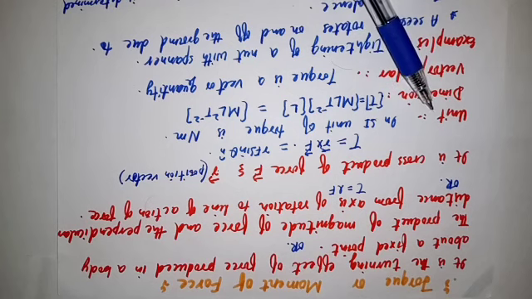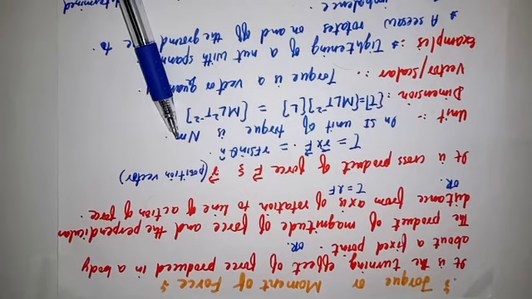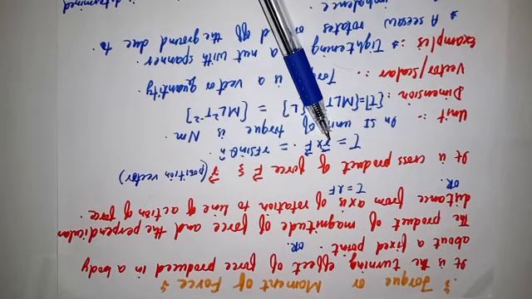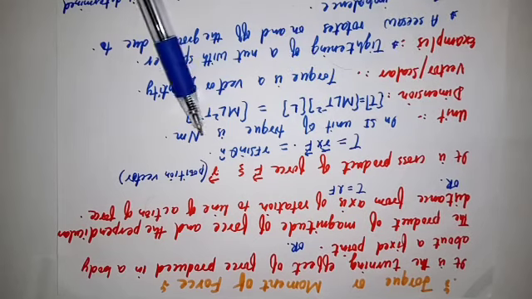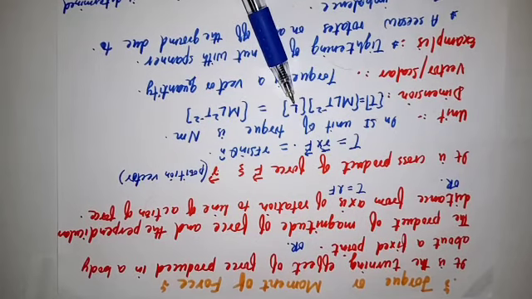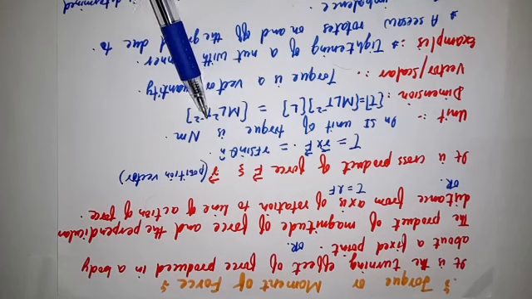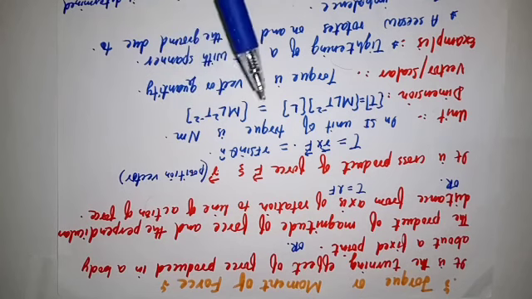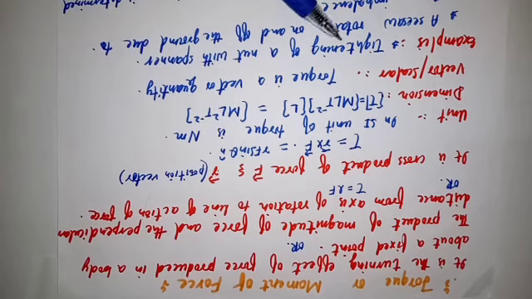Now, what about the unit of torque? In System International, unit of torque is Newton meter. Newton for force and meter for moment arm. Dimension of torque is the dimension of force, which is M L T inverse square, and dimension of r, which is L. And L into L will be L square. So M L square T inverse square is the dimension of torque. From here we come to know that torque is a vector quantity, having a proper direction.